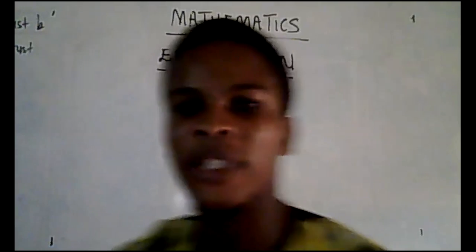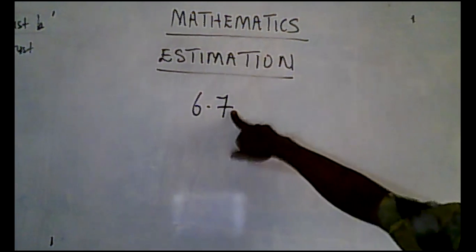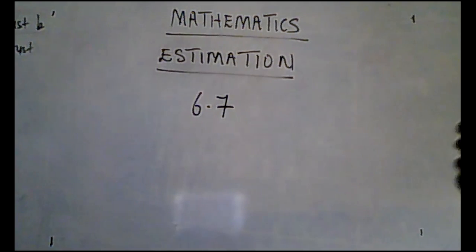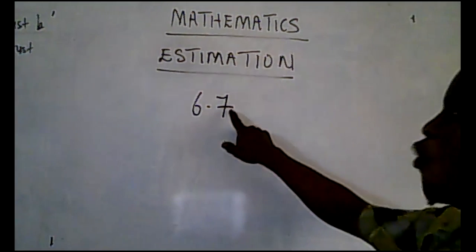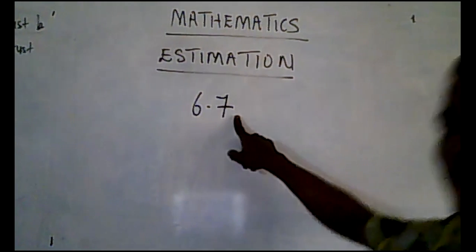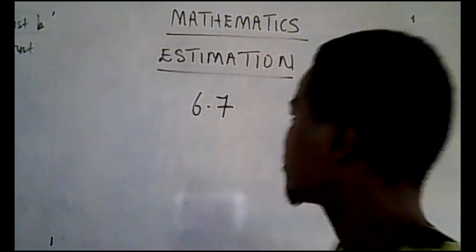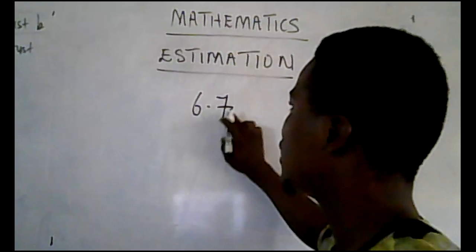Look up, everybody. We have 6.7. The first thing from the instruction is that we should look at the digit in the 10th place. What's the digit in the 10th place? We have 7. Is this 7 less or bigger than 5? Of course, it is bigger than 5. Automatically, it means we are going to be adding 1 to 6.